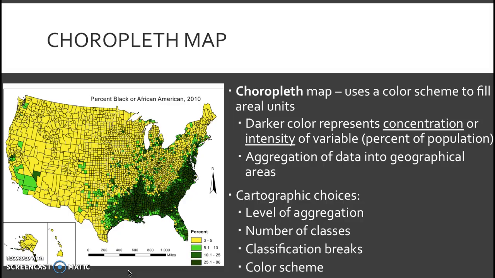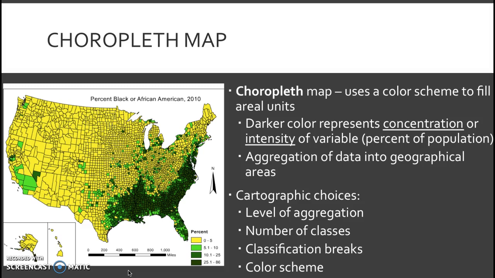A choropleth map uses a color scheme or a grayscale to show intensity or concentration of a variable. In this case, the percent of the population that is African American in the United States based on the 2010 census. The geographic units are colored or filled in on this map. In this case, we have counties, and the level of aggregation can be changed. We'll see an example of a state level choropleth map in the next slide.